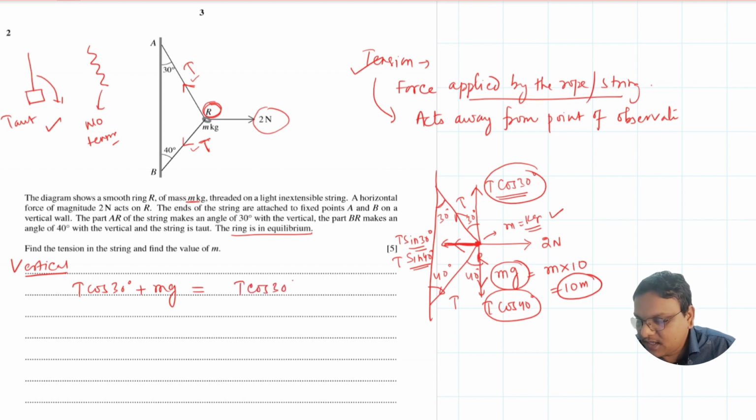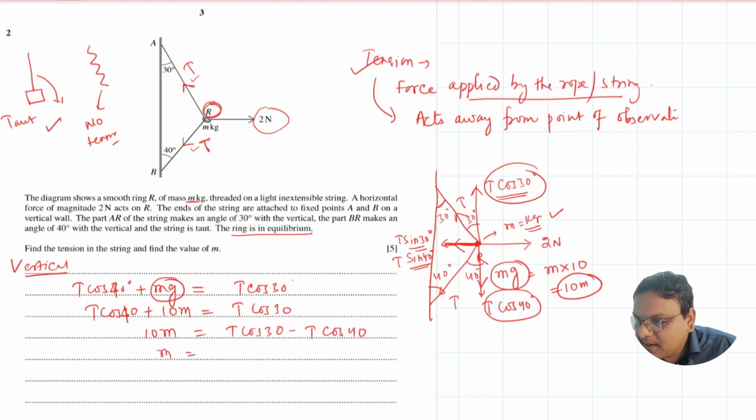Got it? Now can I write this mg? Obviously 10 times m, equal to 10m. Sorry, I'm writing this T cos 30 plus 10m, which is equal to T cos 30 degree. So I can write down 10m is equal to T cos 30 minus... did I change? Yes, sorry, my bad. This is T cos 40. So T cos 30 minus T cos 40, right?